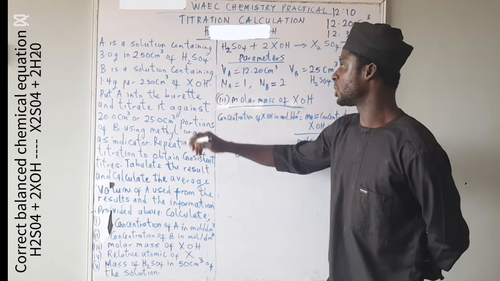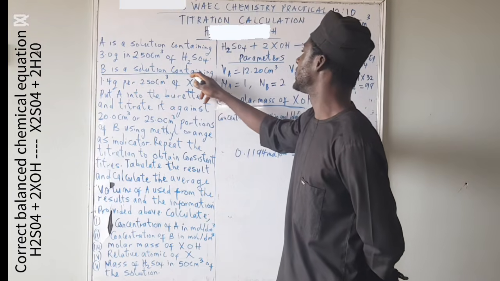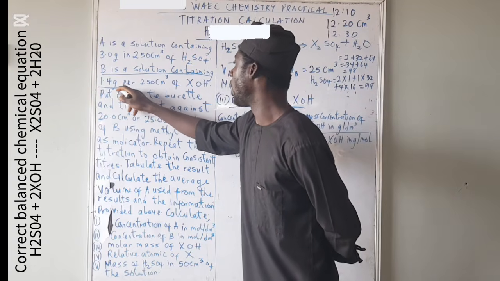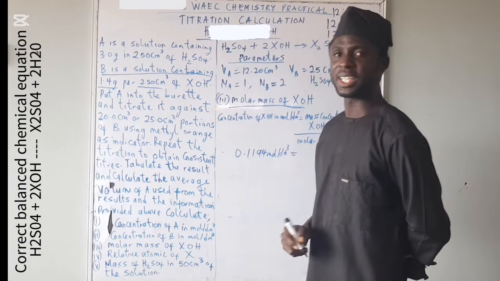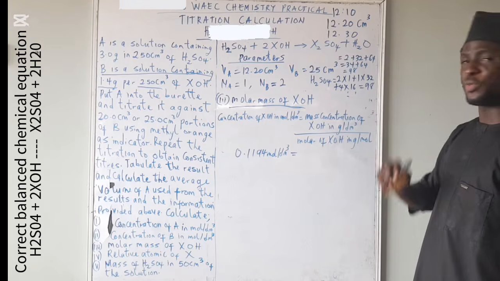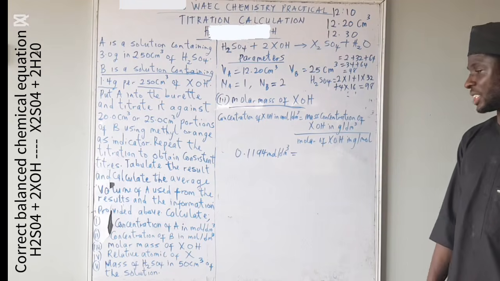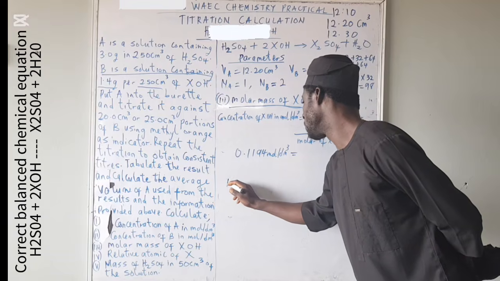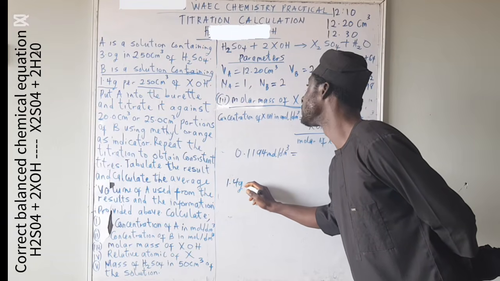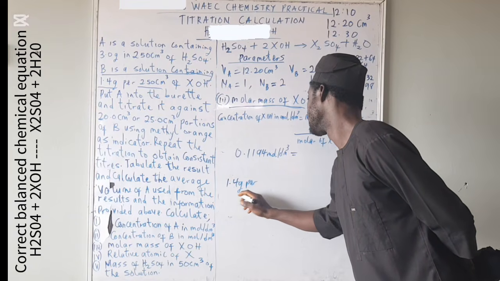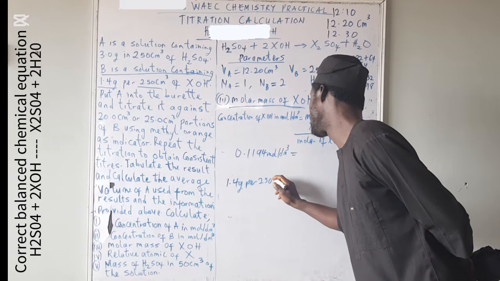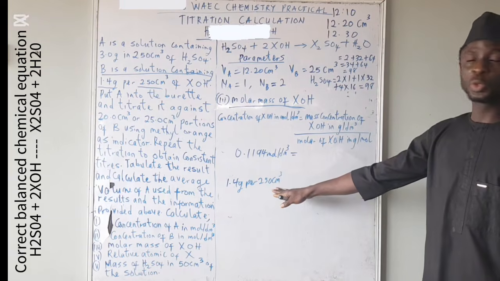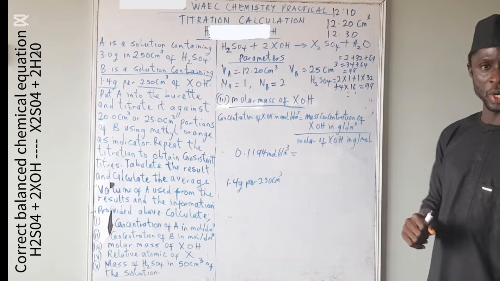Now let's come back to the question. They said B is a solution containing 1.4 per 250 of what? XOH. So we need to first find that one before we can proceed with our question. Don't forget, we said that we need this 1.4 per 250 cm cube. This amount of mass is in 250 cm cube of B. That's what they give us in the question.